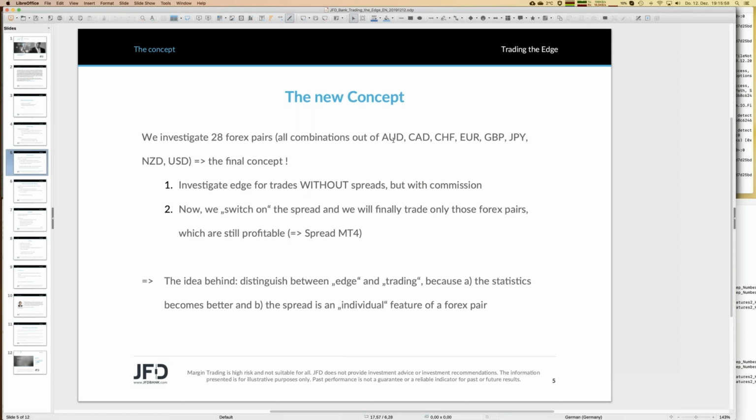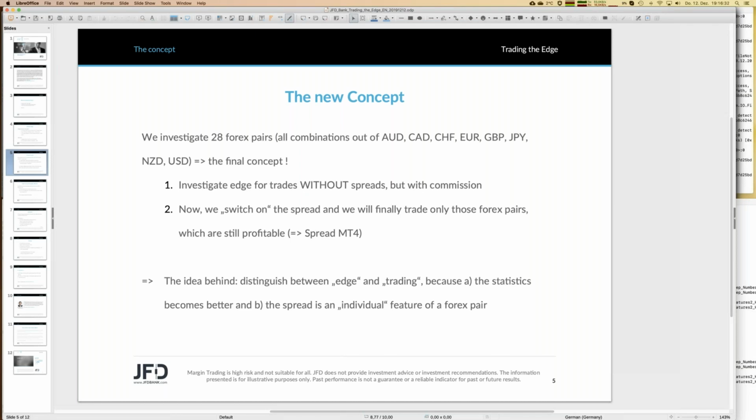We have Australian dollar, US dollar, and US dollar, Australian dollar. First thing, we cannot trade because that is not a valid symbol. And on the other hand, it's nothing new. I mean, that's just the other way around. So one divided by the other is always the same. So no, it would be nothing new. So there are 28 forex pairs. Finally, that is a concept. On the next slide, I will show you what we do today.